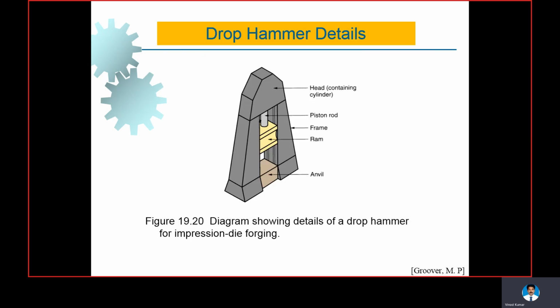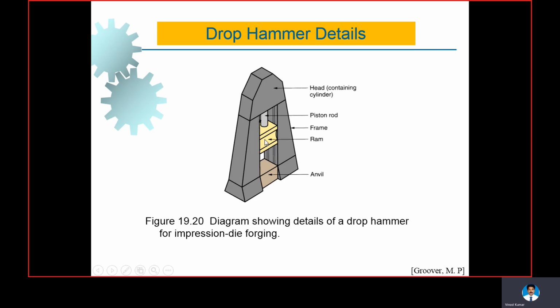You can see here the construction details of a drop hammer. There is an anvil where we fix the material to be deformed, and the ram, a heavy weight, is supported by a piston rod. The ram will hit the material and the material will get deformed. This is the construction of a drop hammer, and it works by gravity or by pressurized methods.